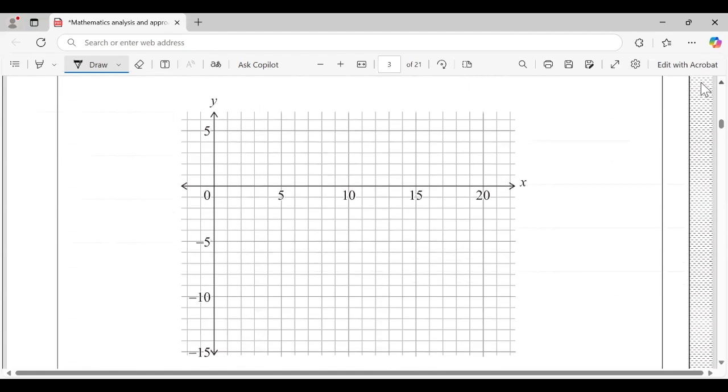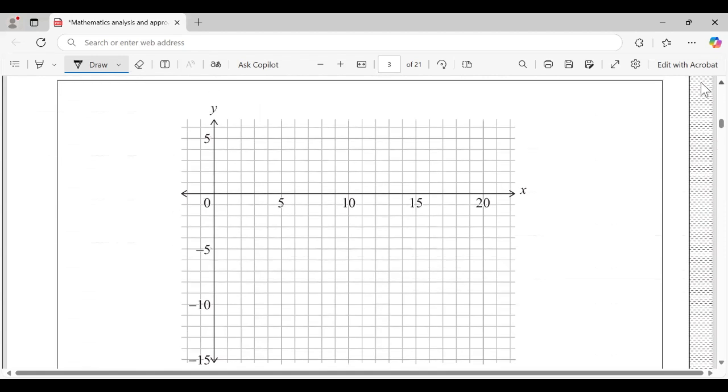On the grid, we need to first find the coordinate points, the intercept points with the x-axis. First, the intercept point occurs at 1.73. This is 1, 2, 3, so 1.73 is around here. This is 1.73, 0. And after that, 17.5. This is 15, 17.5 here. This is 17.5, 0.